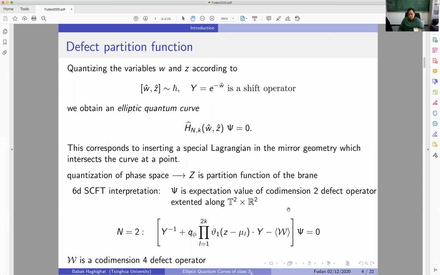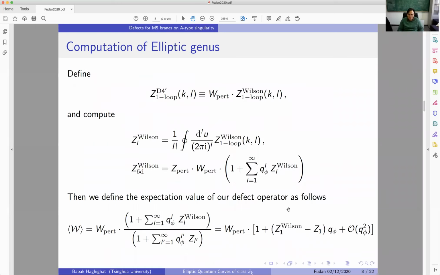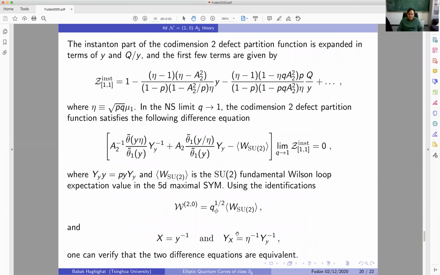Yeah, this really looks like the QQ character of kind of pure Yang-Mills. If you go to 5D, is it true? No, not pure Yang-Mills. Yeah, this is this equation. Okay, this one. I see.